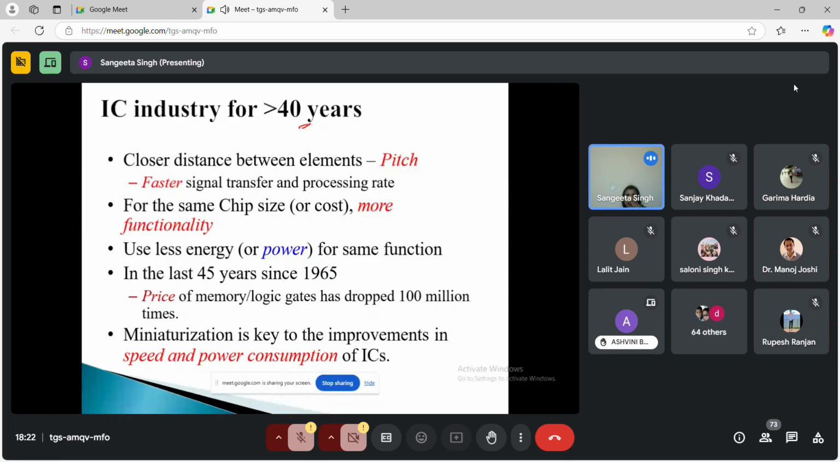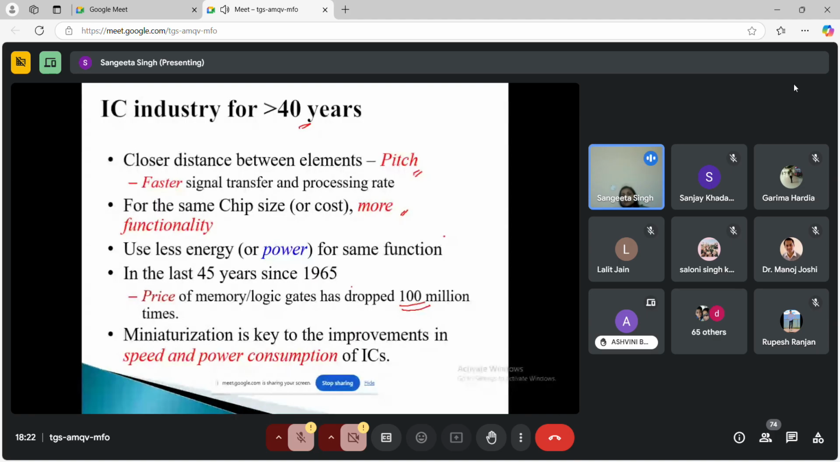What did he say? In the silicon IC industry, if the number of transistors has to be increased, then the distance between the two elements, meaning the pitch size, has to be reduced and functionality has to be increased, and for more than 45 years, the price of the memory and the gate has dropped by 100 million times. So if the price is dropping and the functionality is increasing, economists and industrialists are favoring this law. Technologically also this was very good.